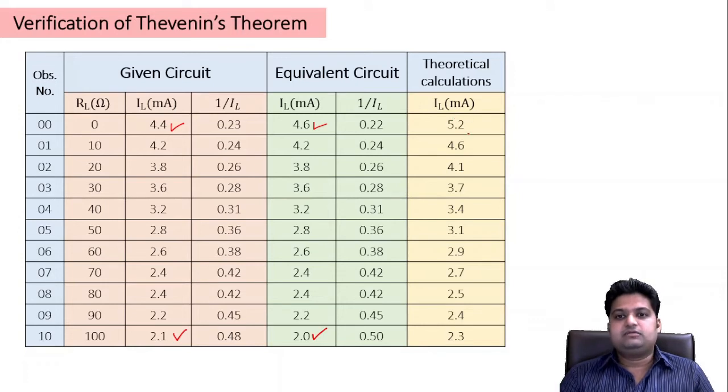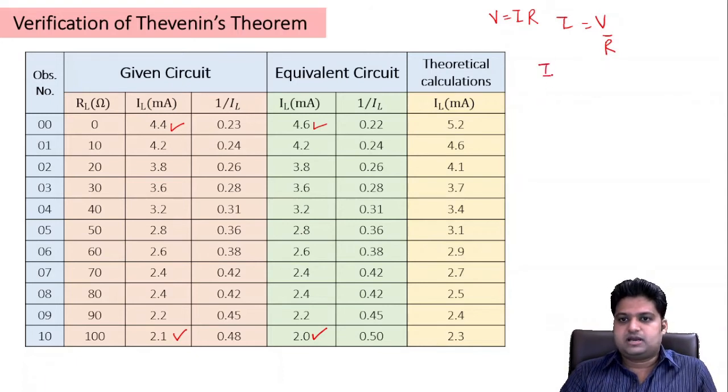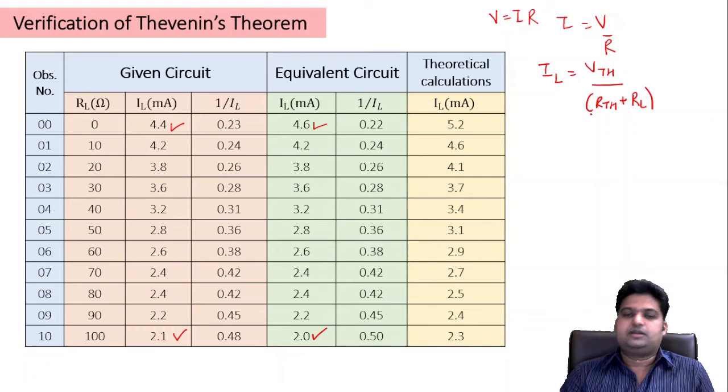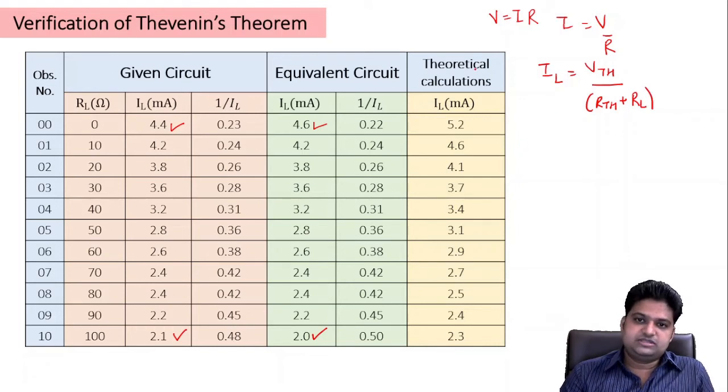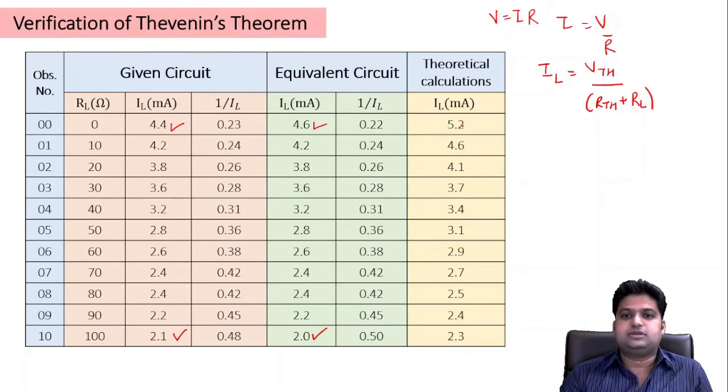Okay, and if I calculate the theoretical calculation, so as you know, V is equal to IR, so I will be equal to V upon R, right? So that means IL will be equal to VTH upon RTH plus RL, correct? Okay. So if I just do the theoretical calculation, then of course when you do this calculation, you will get 5.2 into 10 raised to minus 3, but that will be in amperes. Okay, since we are in milliamperes, we have written in the bracket milliamperes, so we can simply write 5.2, 4.6, 4.1 and so on.